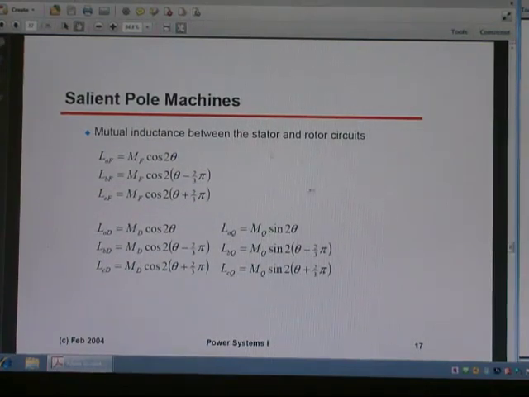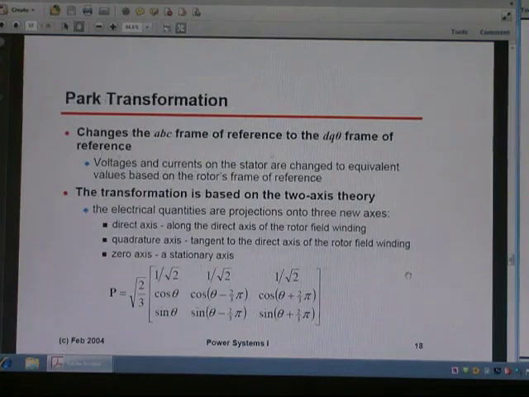Now, the maximum mutual inductance is the field maximum mutual inductance, the direct axis maximum mutual inductance, and the quadrature axis maximum mutual inductance. Between the field and A, B, C, the mutual inductance between the direct axis and A, B, C, and between the quadrature axis and A, B, C are given, each with its maximum value.